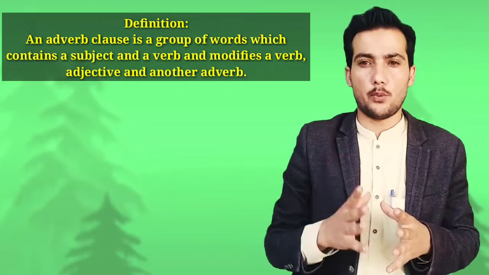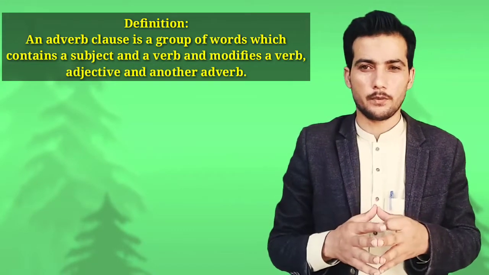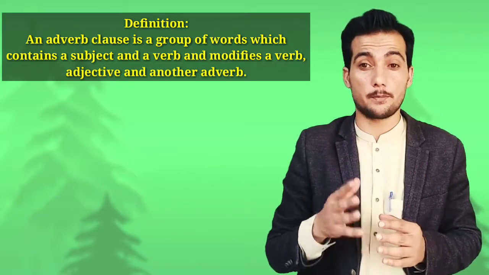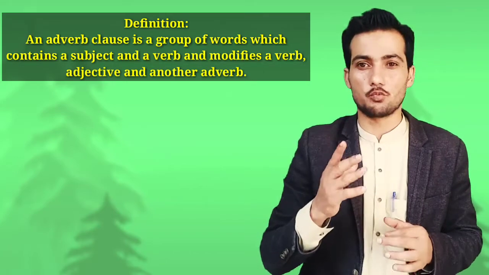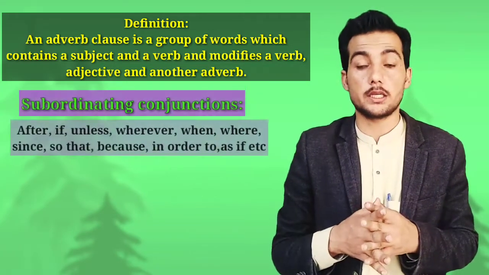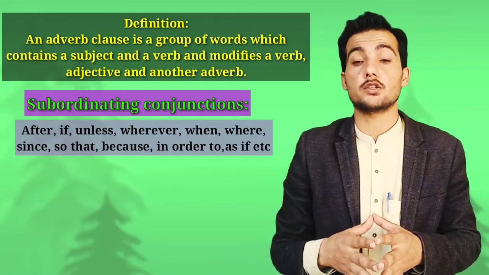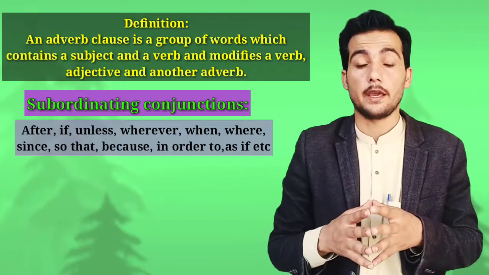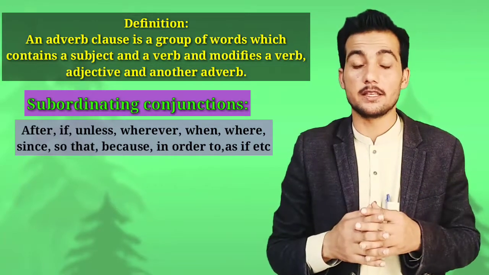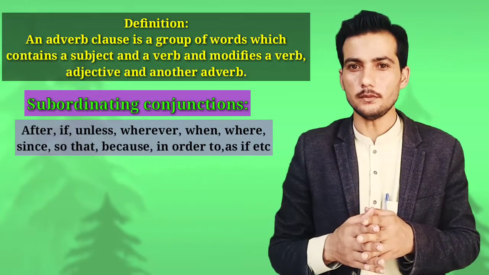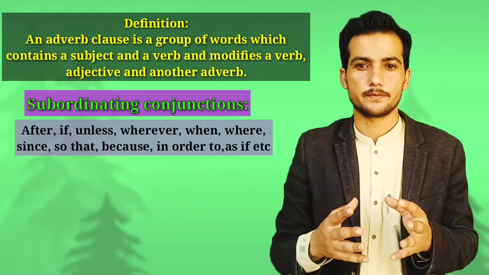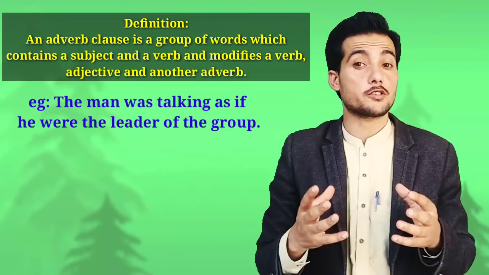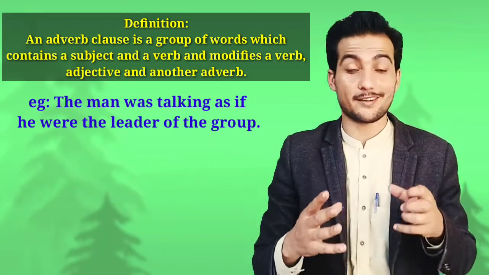Along with these 5 points, you need to remember one thing, and that is subordinating conjunctions, because subordinating conjunctions appear at the beginning of an adverb clause. So let me show you subordinating conjunctions on the screen so that you remember them, and with their help you can identify an adverb clause in a sentence. Just look, these are subordinating conjunctions.